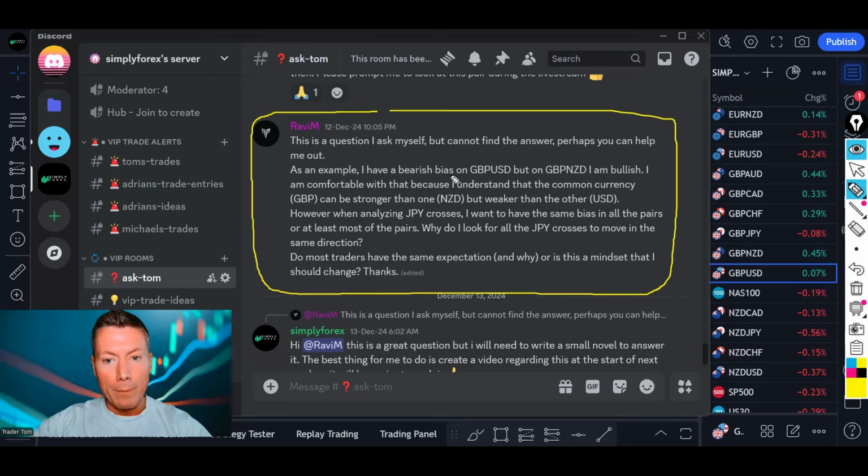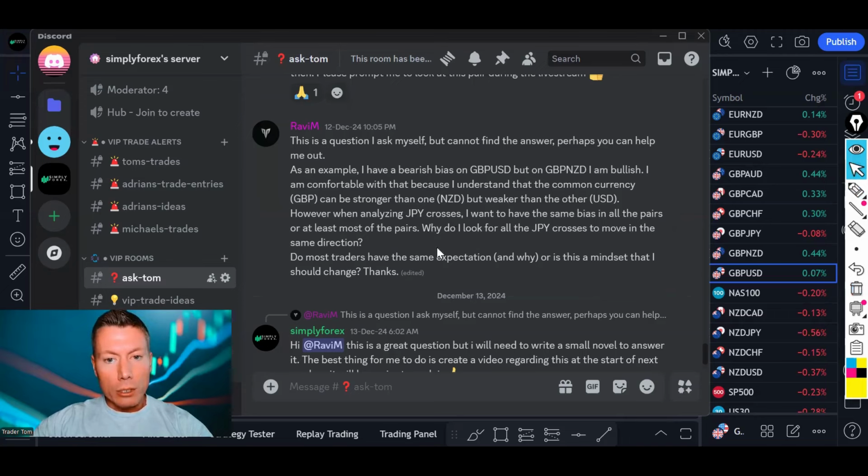As an example, I have a bearish bias on pound US dollar, but on pound New Zealand dollar, I am bullish. It's a pound contradiction there, but that's fine. As he explains, I am comfortable with that because I understand that the common currency pound can be stronger than New Zealand dollar, but weaker than the US dollar. Exactly. However, when analyzing yen crosses, I want to have the same bias in all the pairs, or at least most of the pairs. Why do I look for all the yen crosses to move in the same direction? Do most traders have the same expectation, and why? Or is this a mindset that I should change?